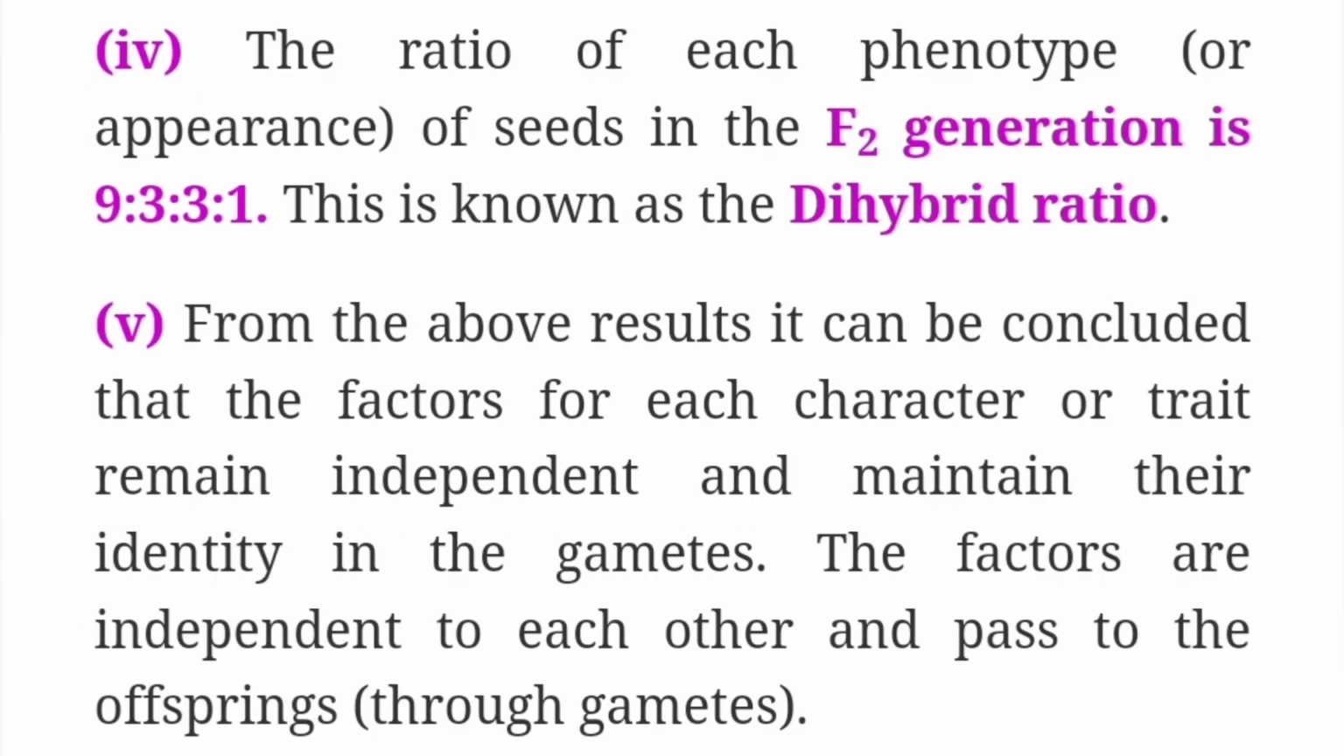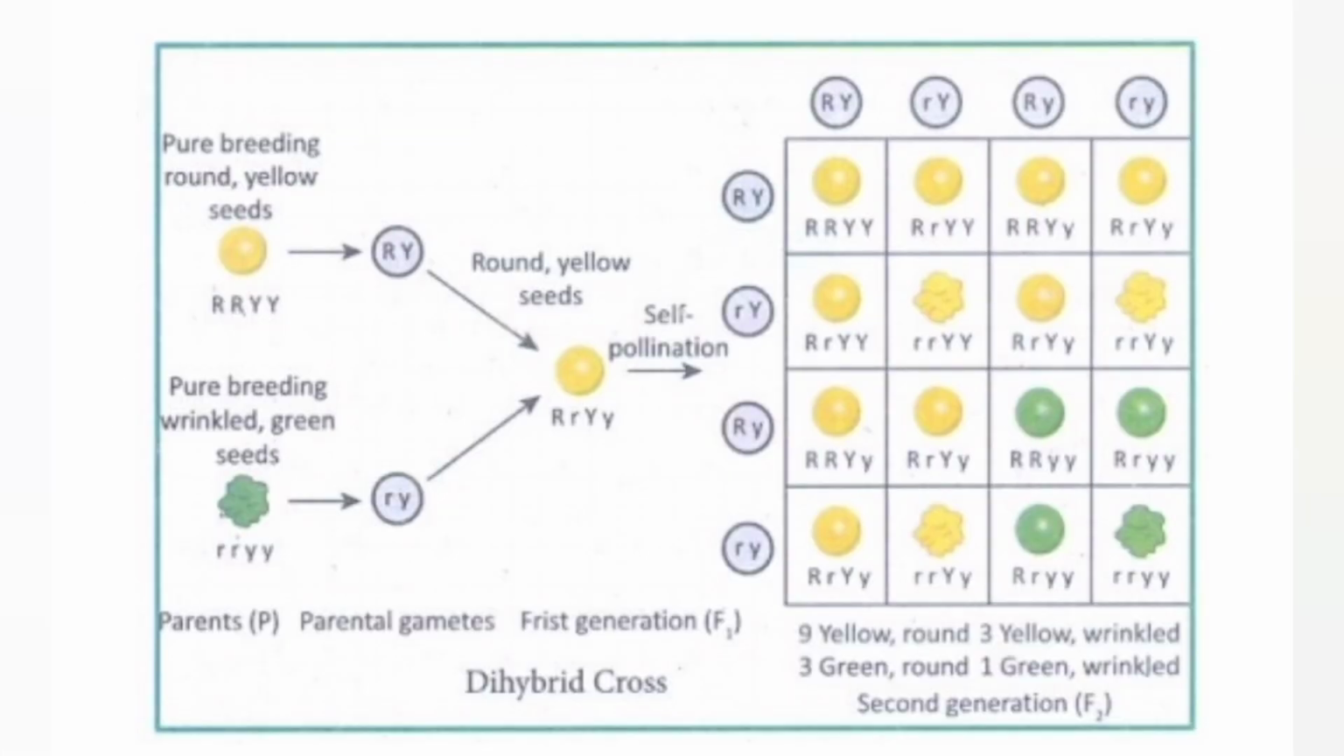Fourth point, the ratio of each phenotype or appearance of seed in the F2 generation is 9:3:3:1. This is known as the dihybrid ratio. Then fifth point, from the above result, it can be concluded that the factors for each character or trait remain independent and maintain their identity in the gametes. The factors are independent of each other and pass to the offspring through gametes.